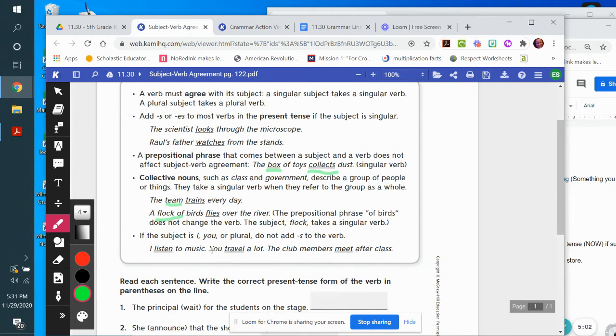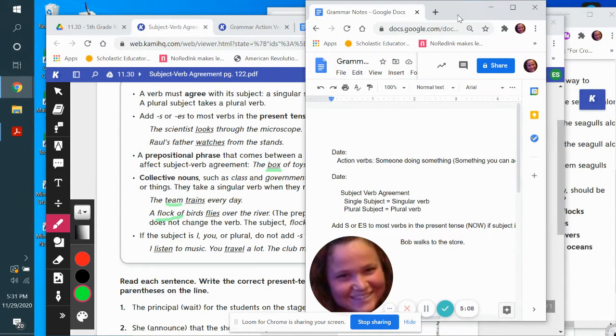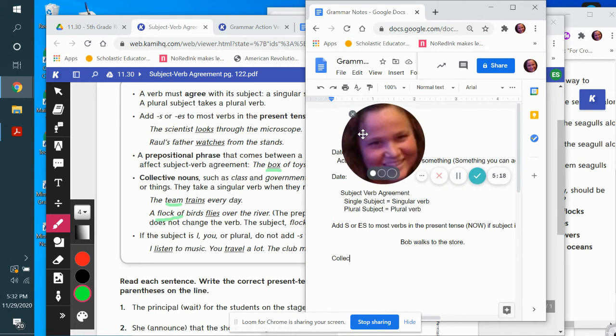So all we have to put here is that collective nouns equal singular subject-verb agreement.